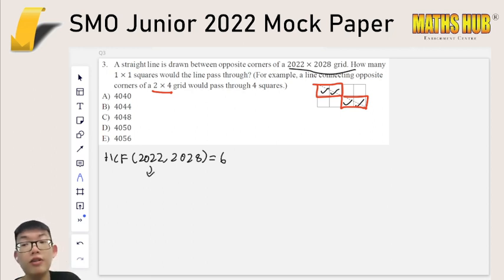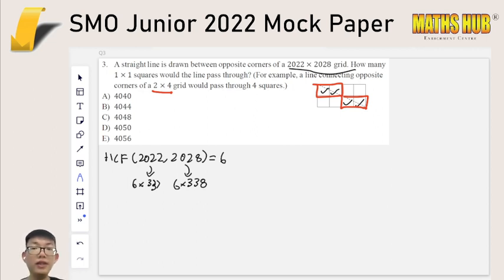Now, do try to also be familiar with the factorization of 2022, which is 2 times 3 times 337. And naturally, this is the next multiple of 6, so it is 6 times 338. In other words, just like our example here, they are kind of just 6 smaller rectangles of size 337 by 338.